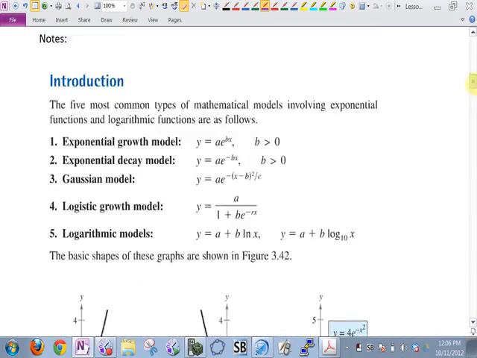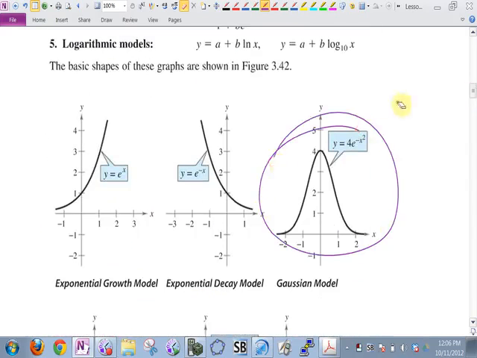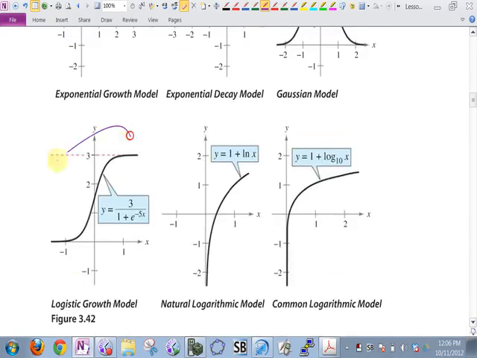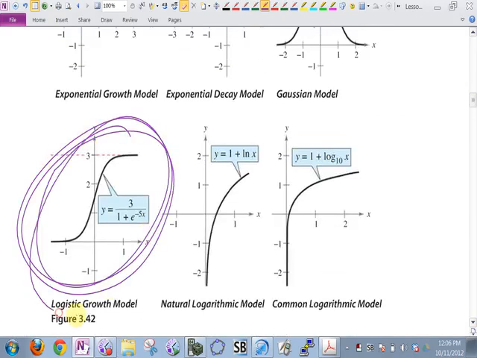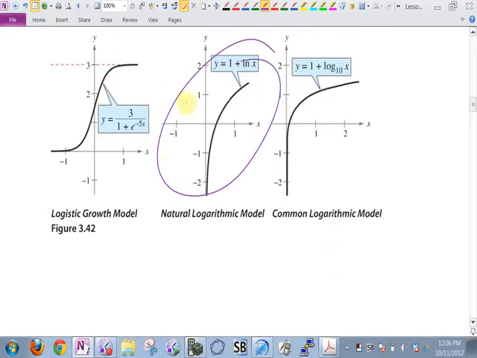What's this? I didn't even look at this. Oh, exponential growth versus exponential decay. There's something called a Gaussian model. It's like a bell curve. There's a logistic model, which is very important in some real-life mathematics. Bacteria grows like that. Natural log, common log, whatever. Next.